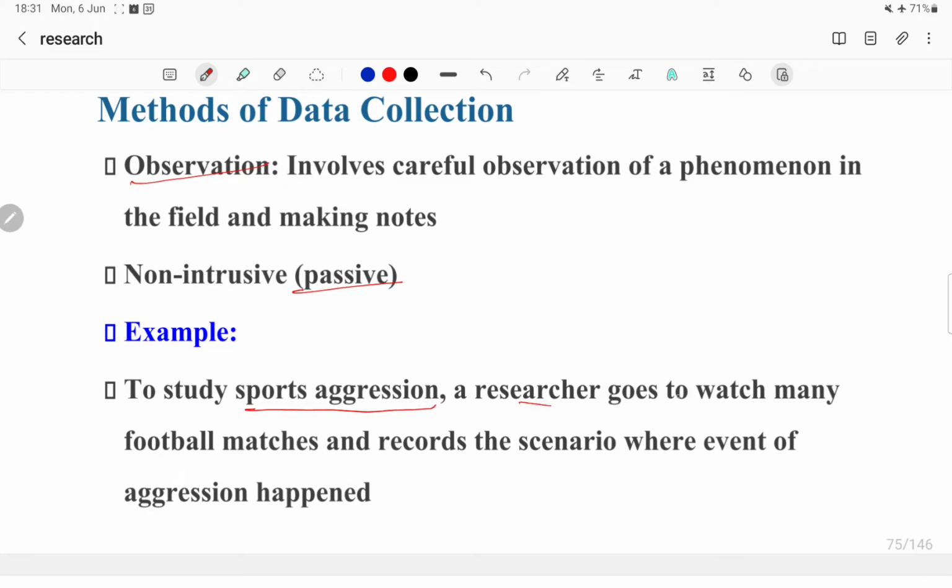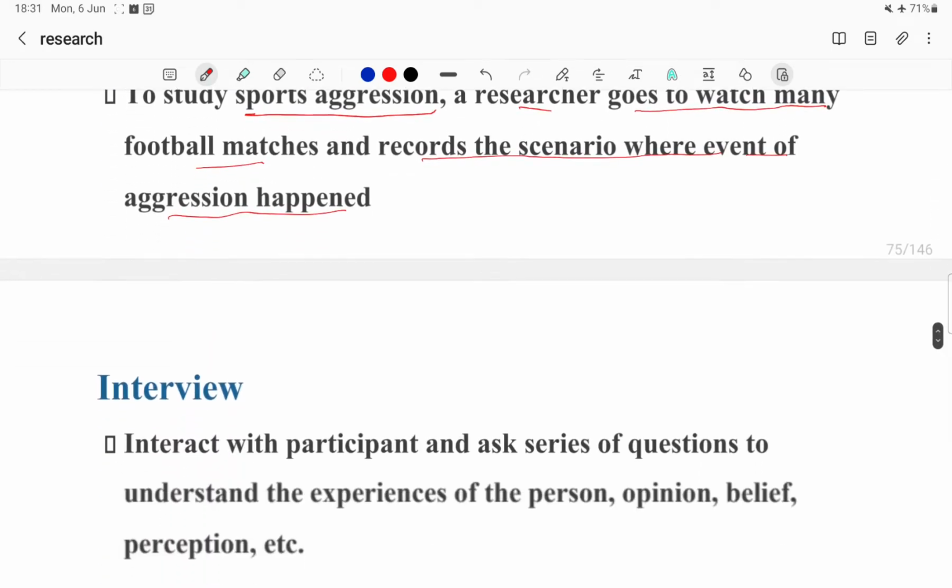A researcher goes to watch many football matches and records the scenarios where events of aggression happened. So we are just observing the activity which is going on and noting down whatever data we need. It will be passive. We are not telling the individual that we are recording or taking data about their activity. It will be fully passive. So this is the observation method.